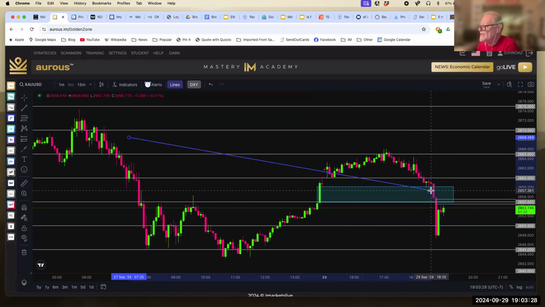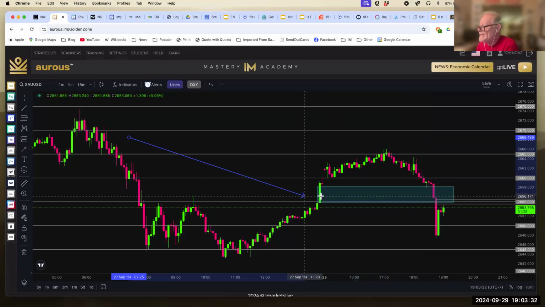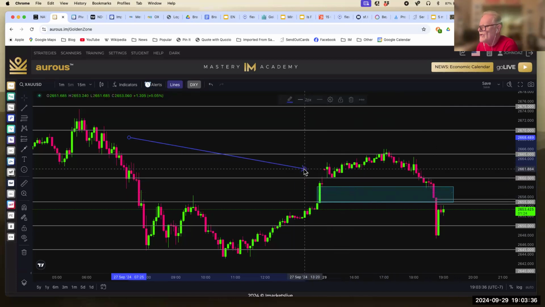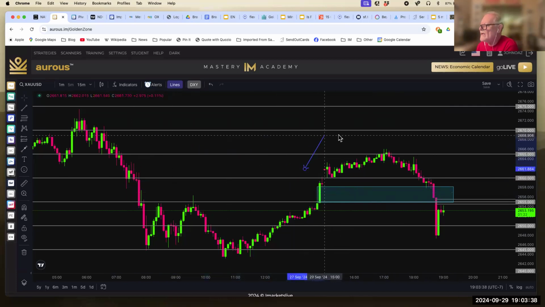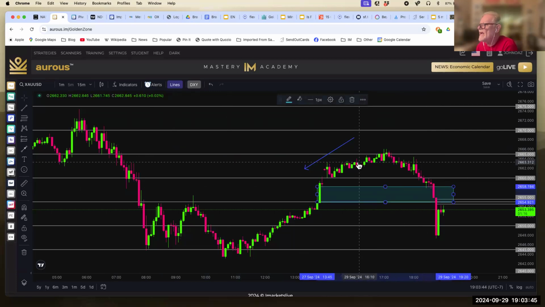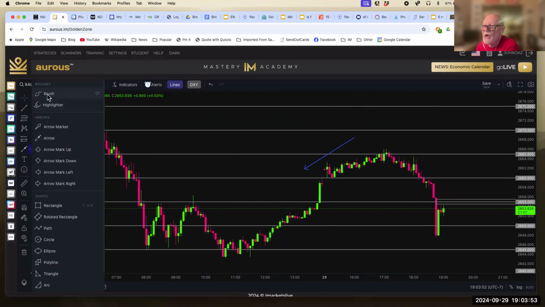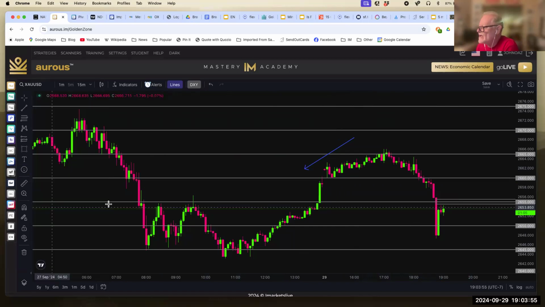But this way you can see that the imbalance is actually filled. So that now is gone, and we're going to start another one shortly. Let me just click on this one and get rid of that, and then we're going to go back here to where this is. Usually it's on the brush, but this is where we found the rectangle.